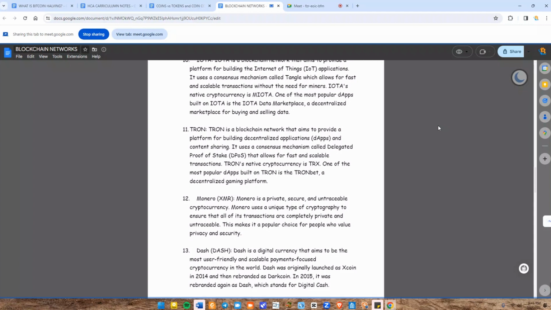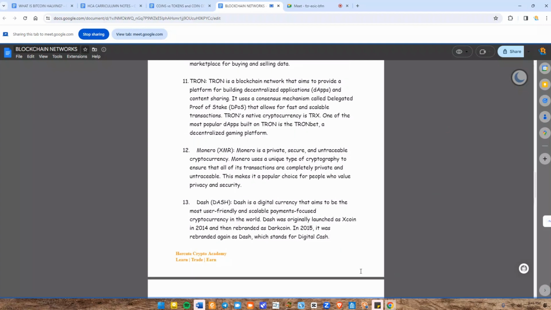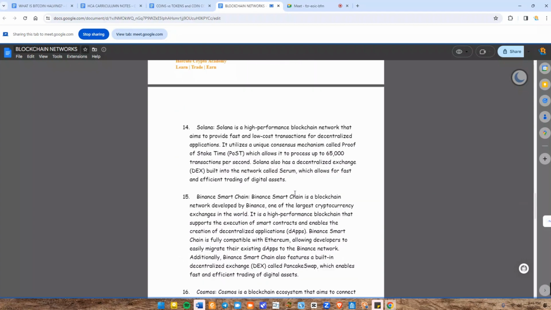We have Dash. Dash is a digital currency that aims to be the most user-friendly, scalable, payment-focused cryptocurrency in the world. It was originally launched as Xcoin in 2014 and then rebranded as Darkcoin in 2015. It was rebranded again as Dash, which stands for digital cash. So you can see these are different blockchain networks.